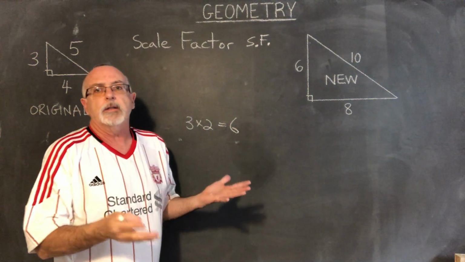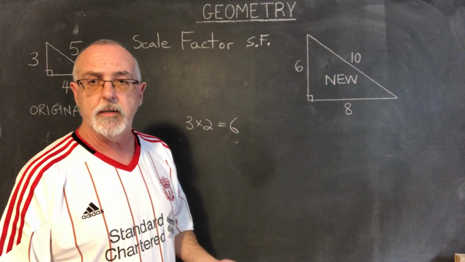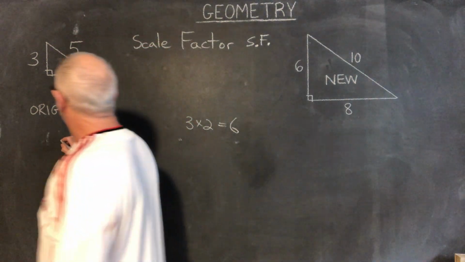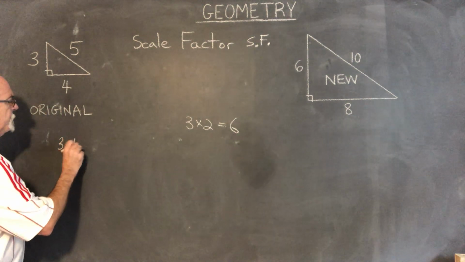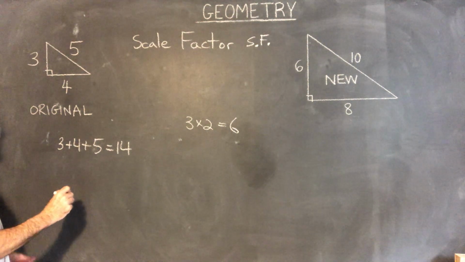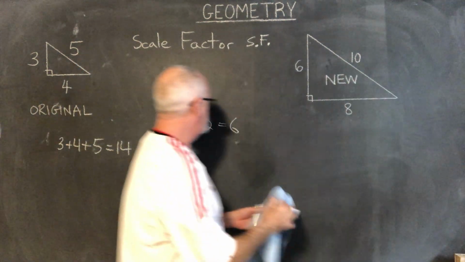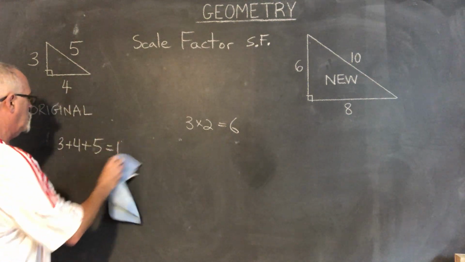The 3 side lengths are 3 of the distances, but it even works for the perimeter, which is also a distance. What's the perimeter of this one? 3 plus 4 plus 5 equals 14. No, it doesn't. How did I get 14? It equals 12. 3 plus 4 plus 5 equals 12.